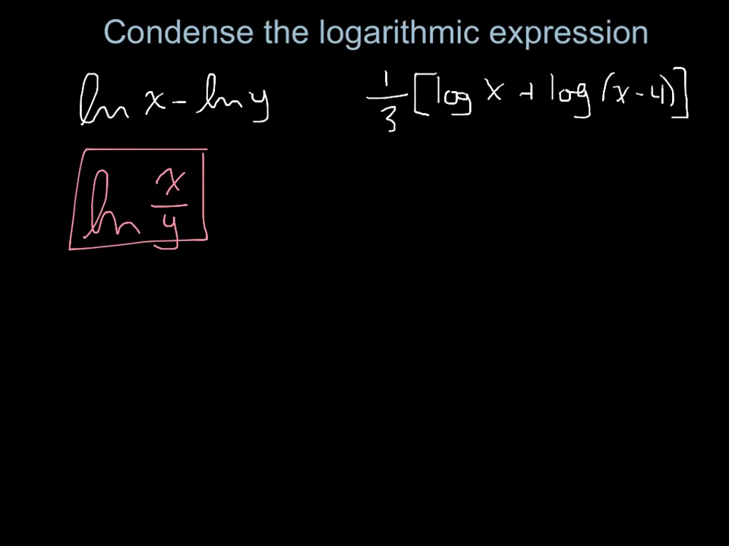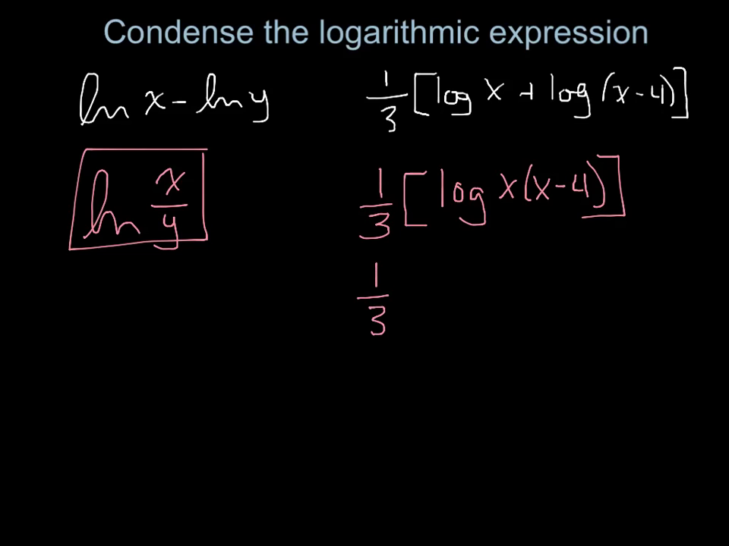I'm going to follow the order of operations here. So first I'm going to say I have 1/3, and inside I'm going to say that's the log of x times x minus 4, since I'm adding. Now I'll do one more little algebraic thing here to make this look nicer. Call it the log of x squared minus 4x, just because it's a little easier to read.